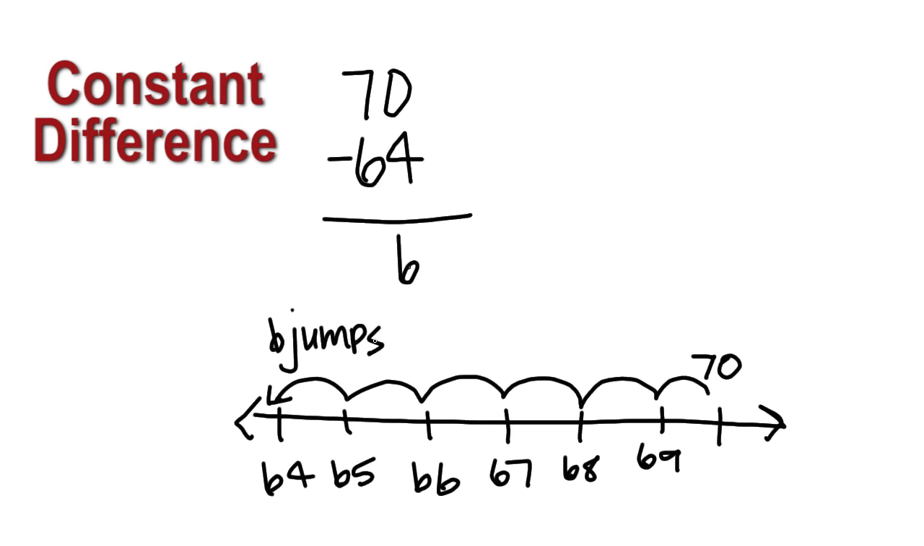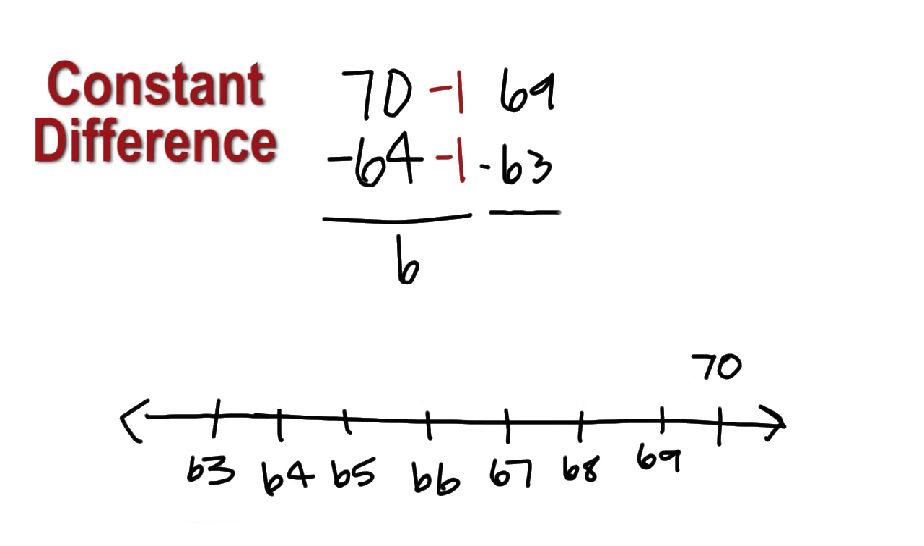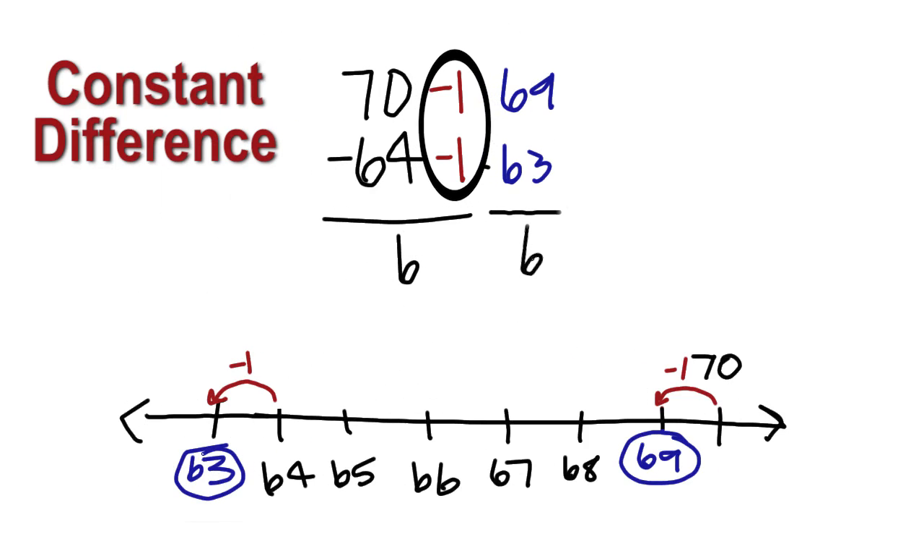Let's use the constant difference strategy to justify the answer. 70 take away 1 is 69. 64 take away 1 is 63. Let's look at the number line again. 69 is 1 less than 70 and 63 is 1 less than 64. Both the minuend and subtrahend have been changed by the same amount, 1. So the difference is constant. The difference of 69 minus 63 is 6. As long as the minuend and subtrahend are changed by the same amount, the difference is constant and the answer will be the same. Let's look at a harder problem.